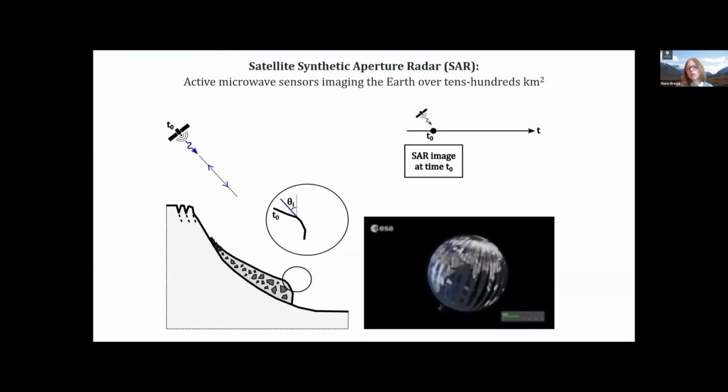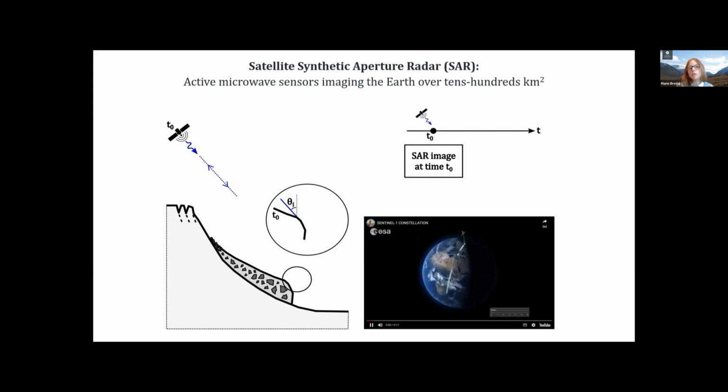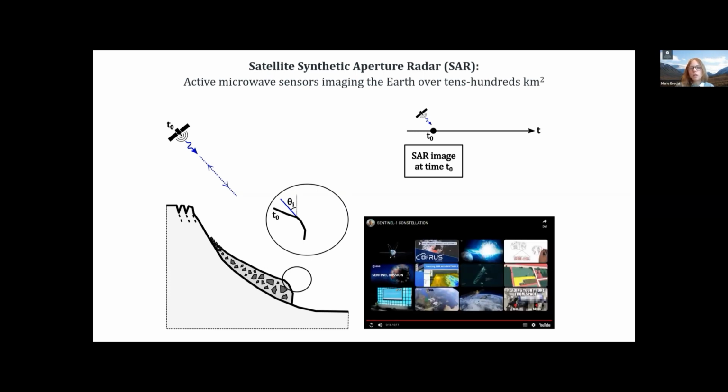So InSAR is a technique based on images that are acquired from an active microwave sensor called the Synthetic Aperture Radar, or SAR, that is mounted on satellites. These satellites are flying around the globe, as you can see in this little animation here, with a polar orbit, and take images of the Earth's surface. And eventually these scenes cover the entire globe.